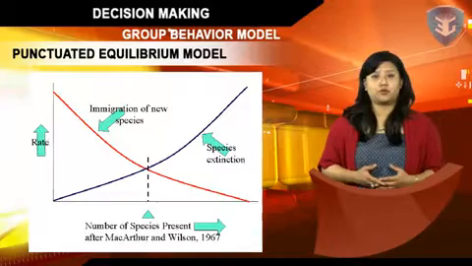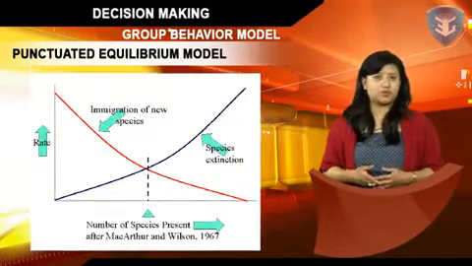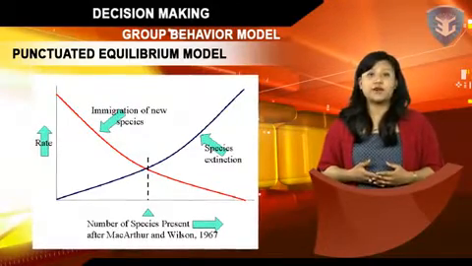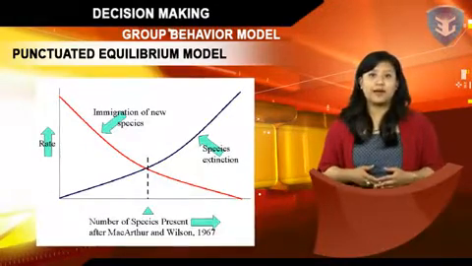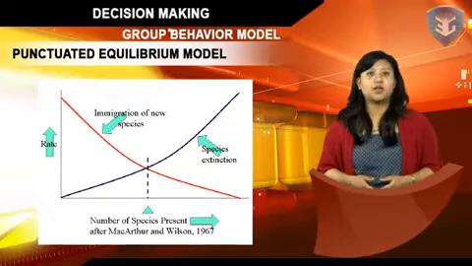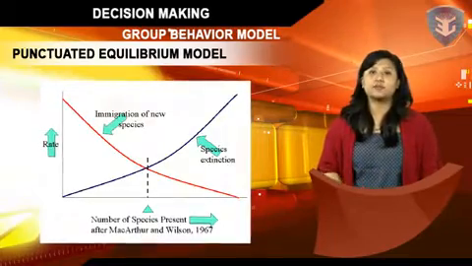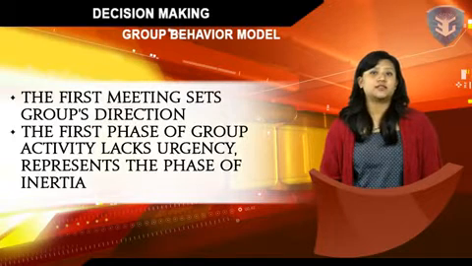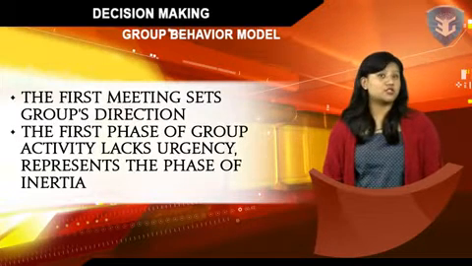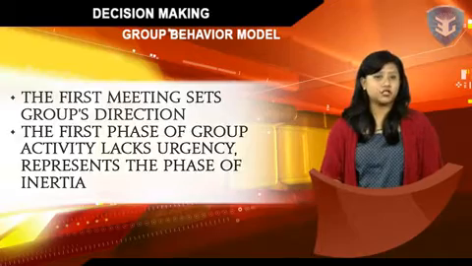Punctuated equilibrium model. The model is applicable to temporary groups having specified deadlines. Studies suggest that such groups have the unique pattern of action and inertia. Behavior of such groups have common pattern. The first meeting sets group's direction. The second phase of group activity lacks urgency, represents the phase of inertia.